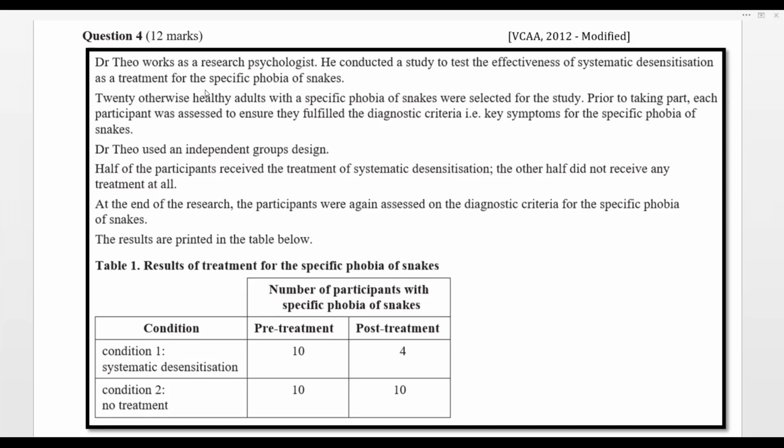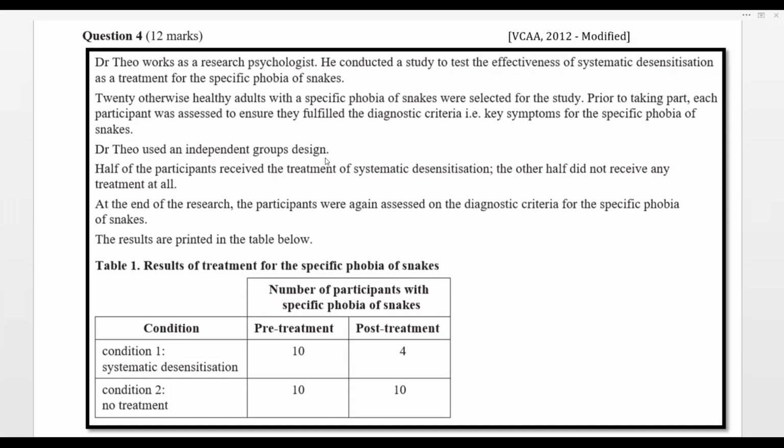Okay, so it says, Dr. Theo works as a research psychologist. He conducted a study to test the effectiveness of systematic desensitization as a treatment for the specific phobia of snakes. 20 otherwise healthy adults with a specific phobia of snakes were selected for the study. Prior to taking part, each participant was assessed to ensure they fulfilled the diagnostic criteria, that is the key symptoms for specific phobia of snakes.